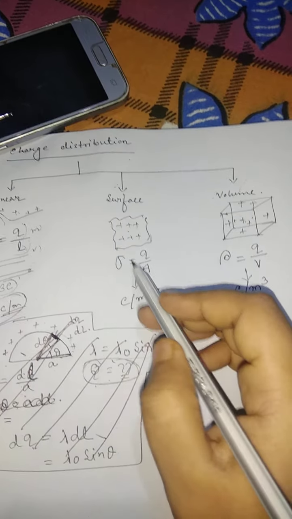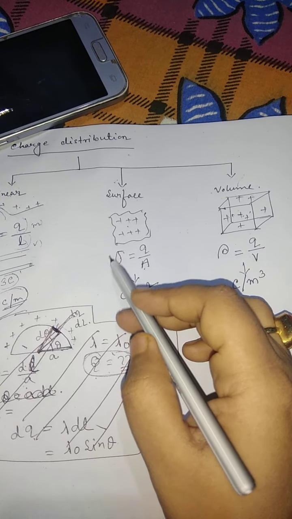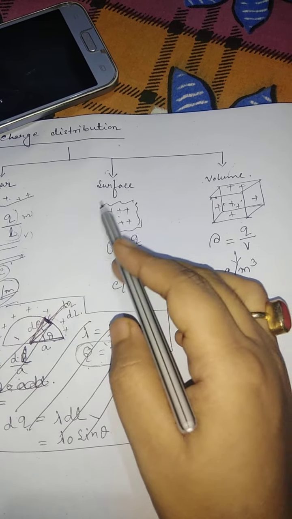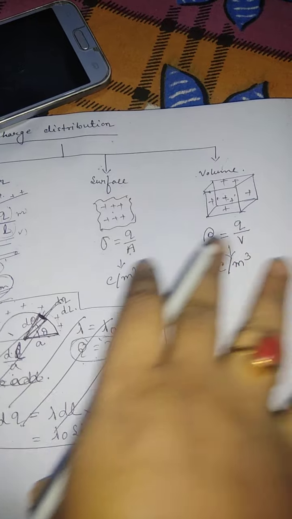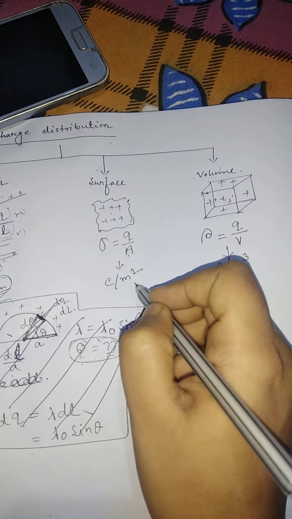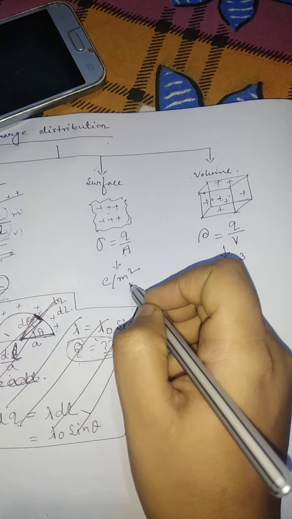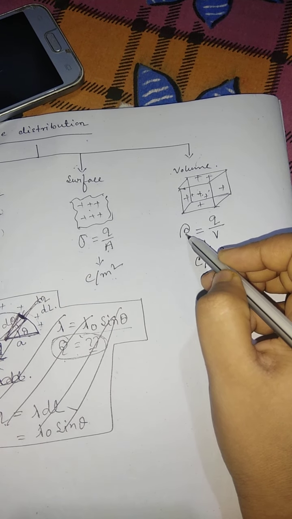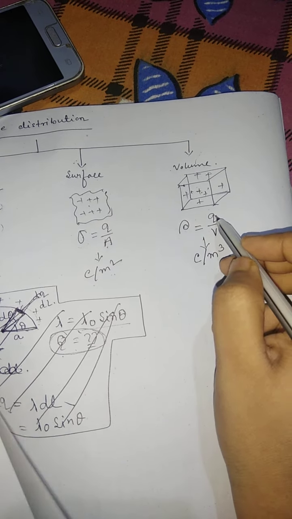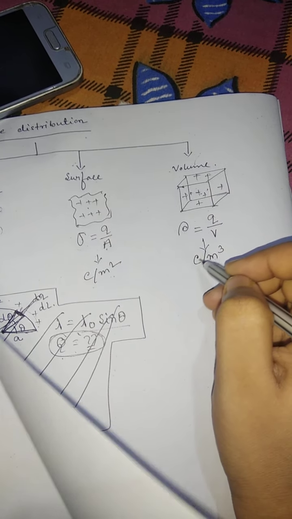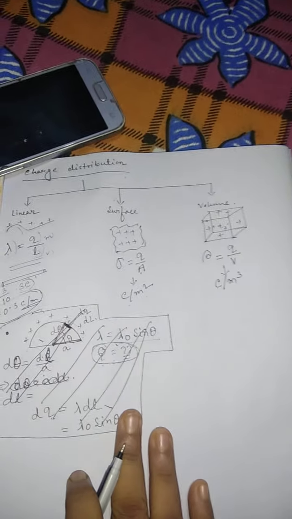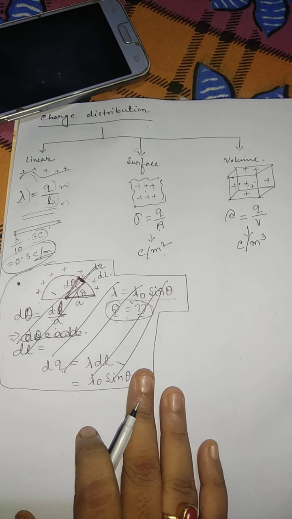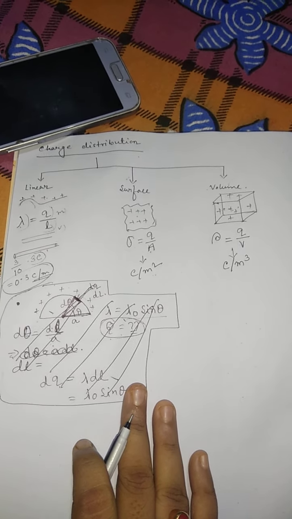Similarly, for surface charge distribution, surface charge density is denoted by sigma, which equals Q by A, because the charge is distributed over this area. Its unit is coulomb per meter square. And for volume, the volume charge density is represented by rho, which equals Q by V, and its unit is coulomb per meter cube. From this topic, charge distribution or charge density, numericals will come, mainly numericals.